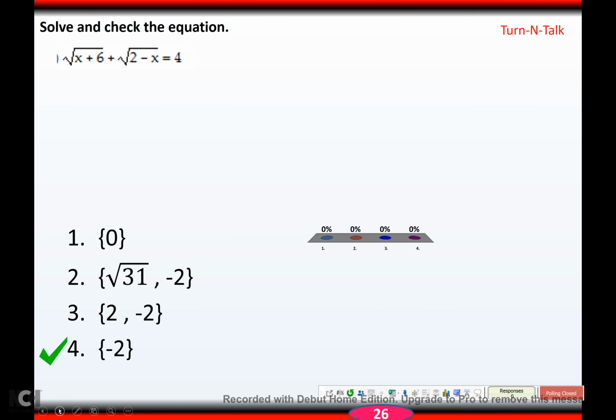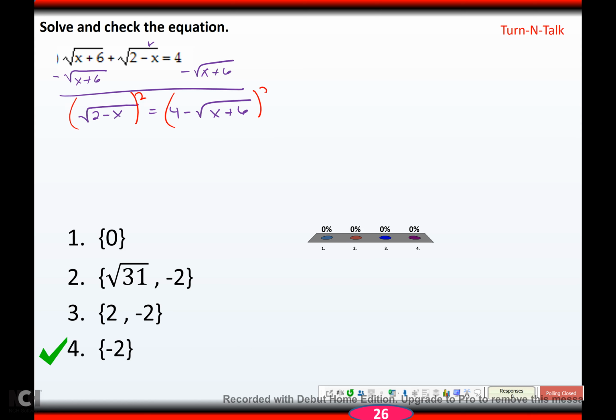Alright, we've got 2 radicals, so I need to isolate one. I'm going to isolate this one, so I'm going to minus the square root of x plus 6, and that's going to give me the square root of 2 minus x equals 4 minus the square root of x plus 6. I've isolated one, so now I can square it to kill it, but I got to do it to both sides. That's going to give me 2 minus x. I've got to make 2 copies of this so I don't kill puppies.